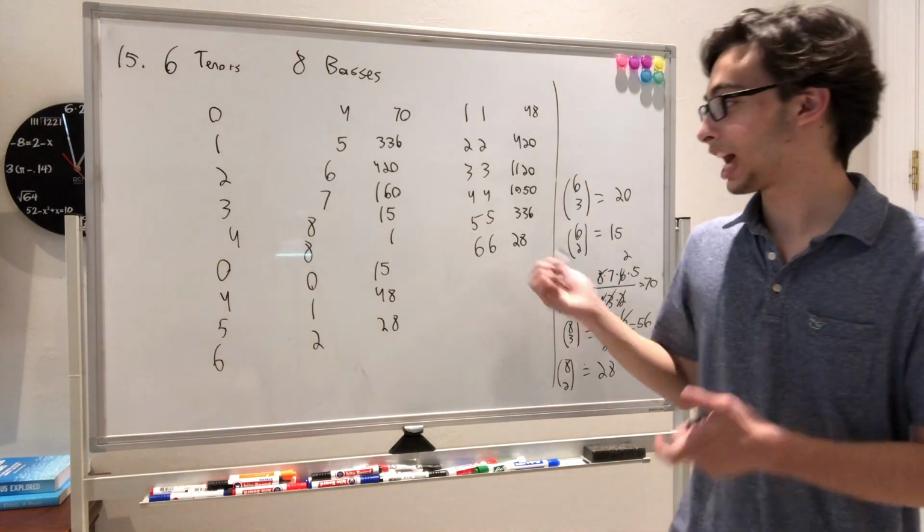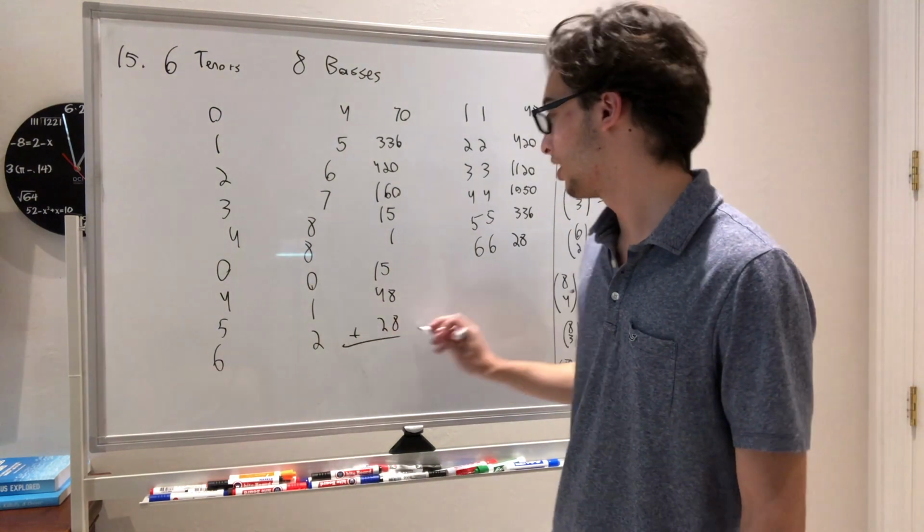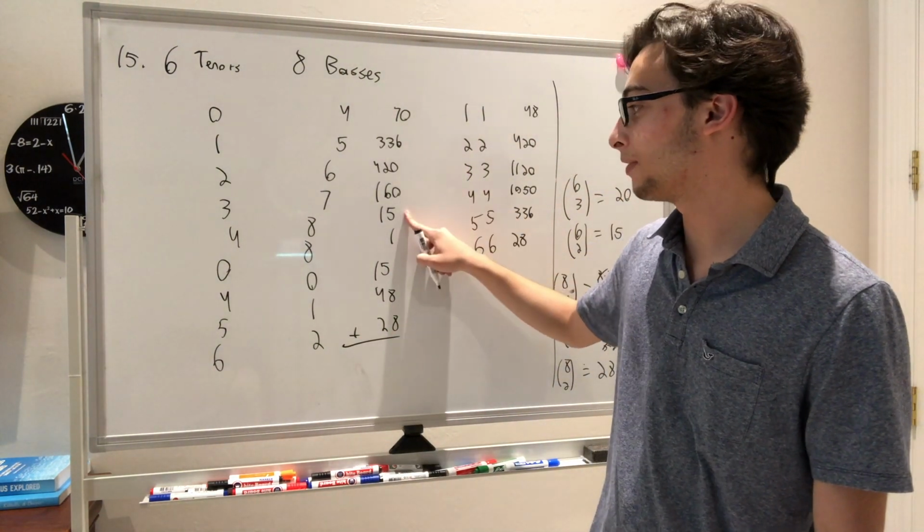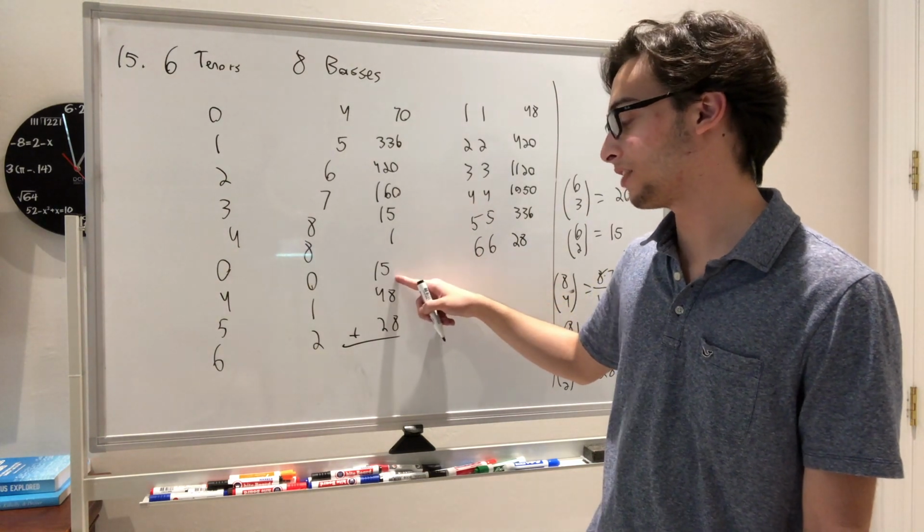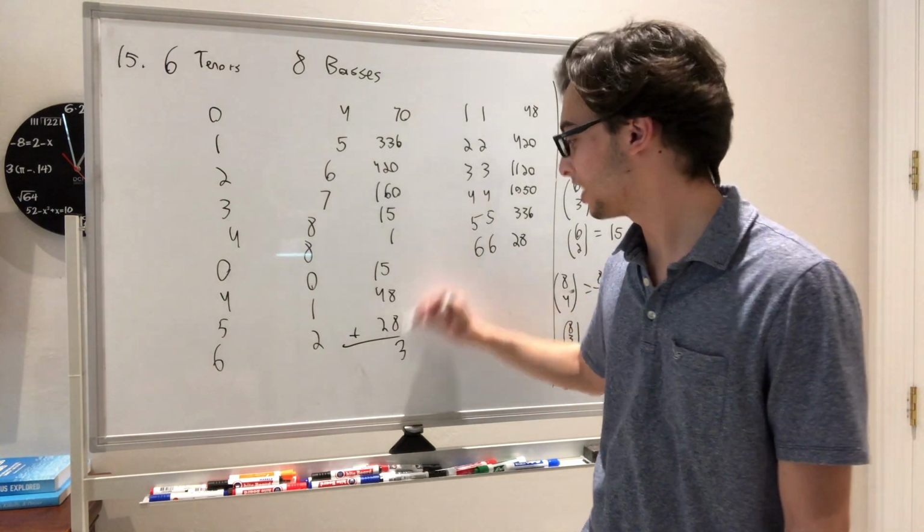So now what we need to do is add up all these numbers, so I'm just going to do that right here. So we have 6 plus 5 is 11, 12 plus 5 is 17, plus 16 is going to be 33, carry the 3.